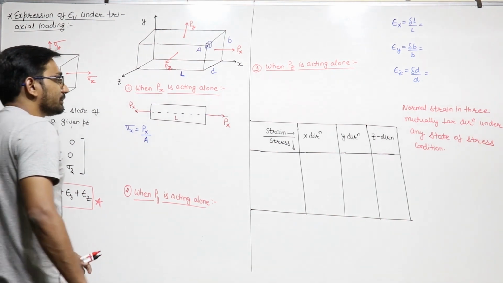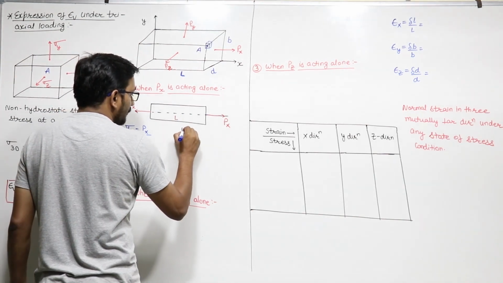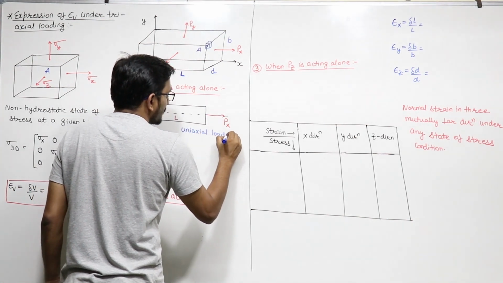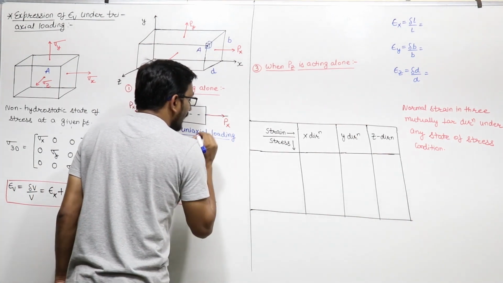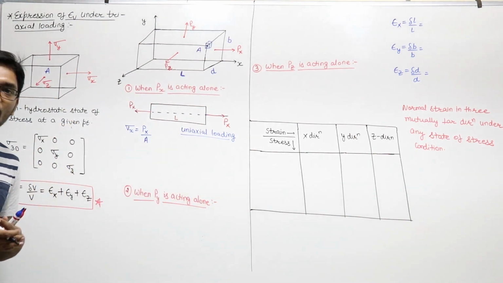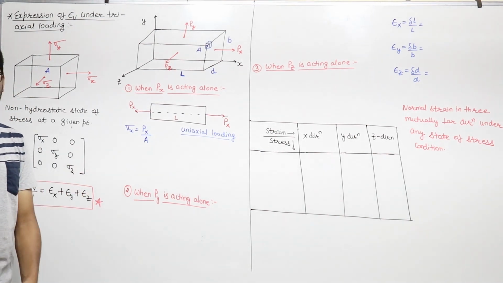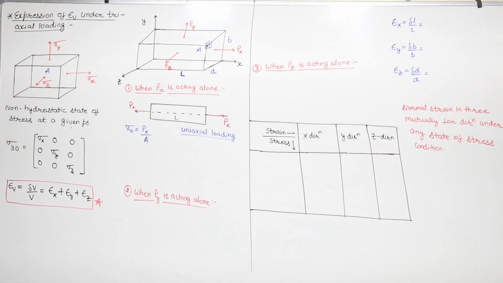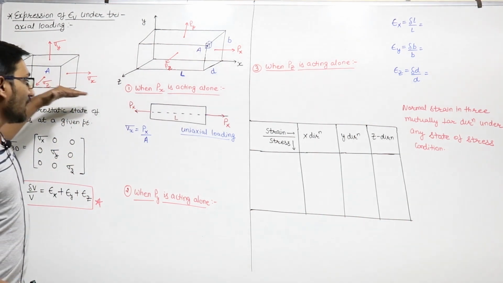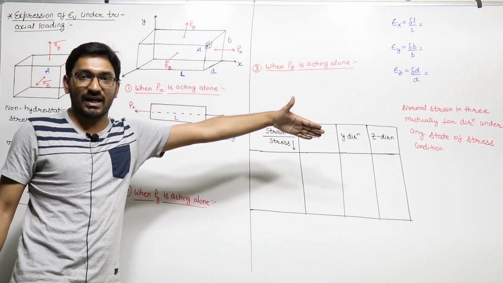Now we know that this is the case of uniaxial loading, right? For uniaxial loading we know that normal stress upon longitudinal strain will be equal to Young's modulus of elasticity. We know this. So in this case the direction of load is x, so the longitudinal strain will be epsilon x, right?